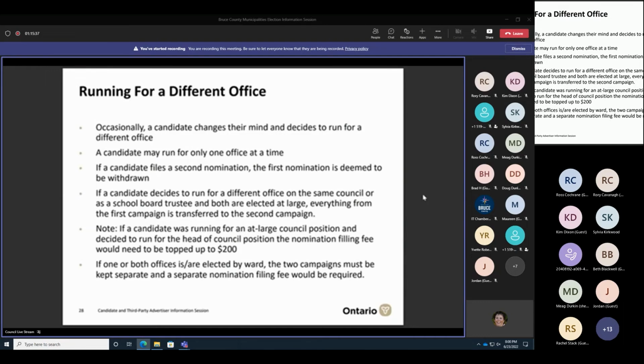If a candidate decides to run for a different office on the same council or school board, and both positions are elected at large, everything from the first campaign is transferred to the second campaign, and only one financial statement needs to be filed. Unless the candidate decides to run for a different office on the same council or school board, or one or both offices are elected by ward, the two campaigns must be kept separate and two financial statements must be filed. Next slide, please.